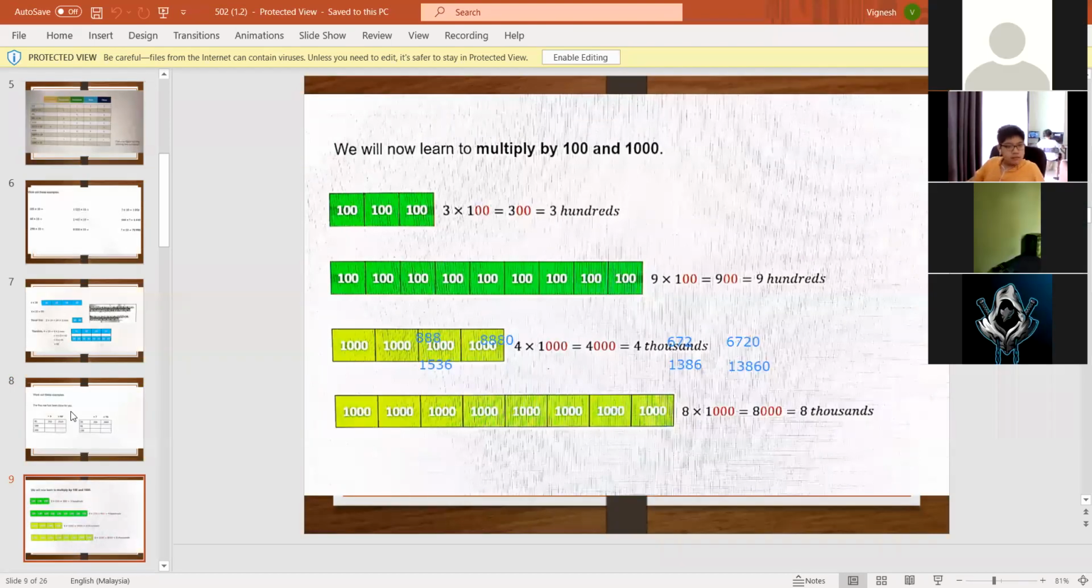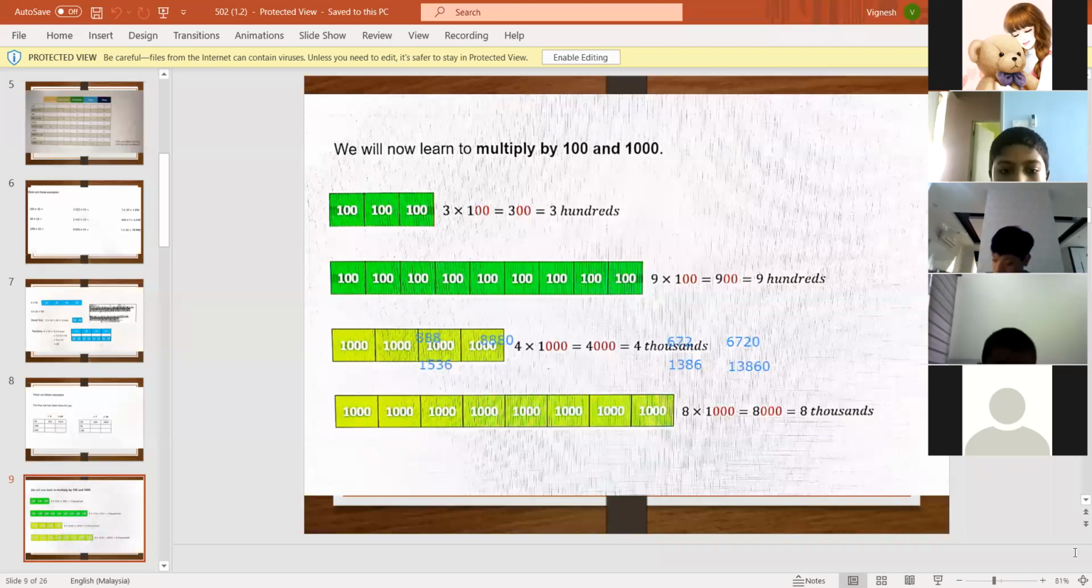Now we will learn multiply by 100 and 1,000. So 3 times 100 is 300. That means 3 hundreds. And the same goes here. 9 times 100 is 900. That means 9 hundreds. And the 1,000 here. 4 times 1,000 is 4,000. So it should be 4 times thousands. And then 8 times 1,000 is 8,000, which is 8 times thousands.